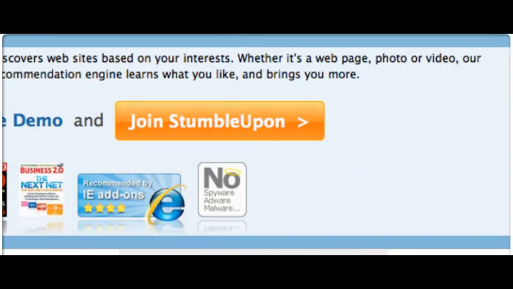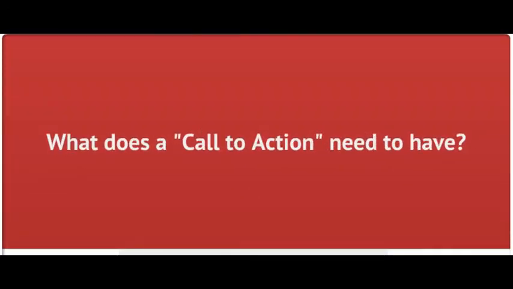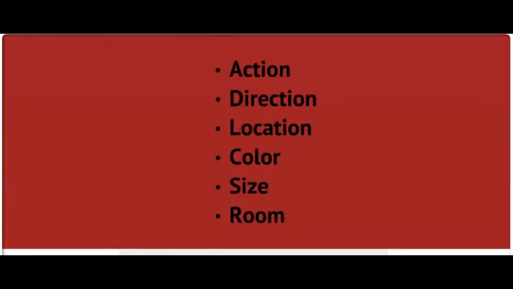So, an example here is on StumbleUpon, where they have the big orange button that says Join StumbleUpon. You clearly know where to go to begin and join StumbleUpon. So, what is important that a call to action have involved in it? Call to actions need to have action. Clearly state what you want them to do. Direction. Where are they going? Is it click here? Is it put your email here?